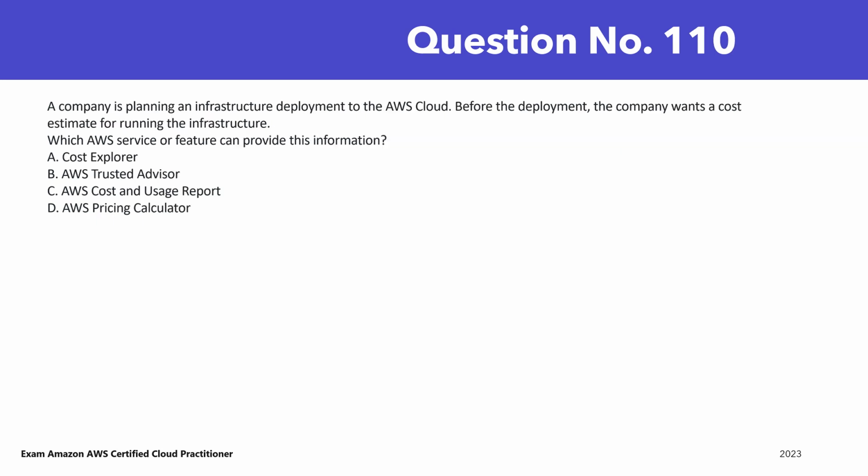Correct answer, D. A company is planning an infrastructure deployment to the AWS Cloud. Before the deployment, the company wants a cost estimate for running the infrastructure. Which AWS service or feature can provide this information? A. Cost Explorer. B. AWS Trusted Advisor. C. AWS Cost and Usage Report. D. AWS Pricing Calculator. Correct answer, D.